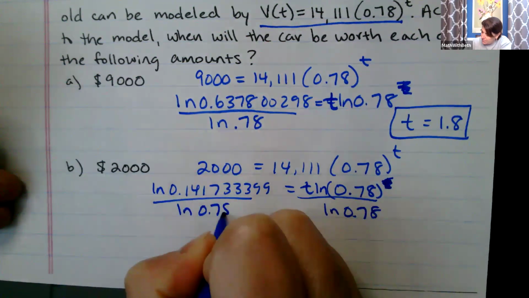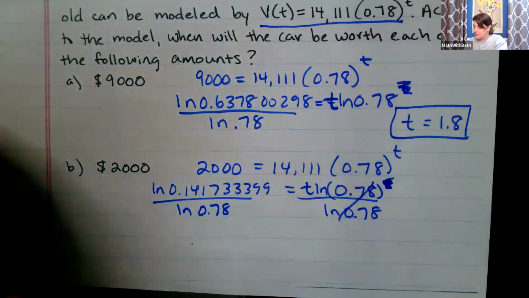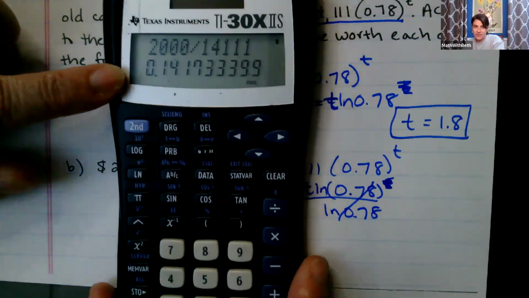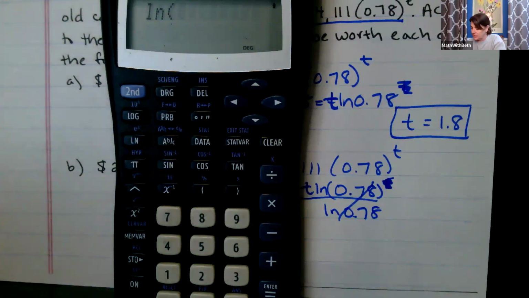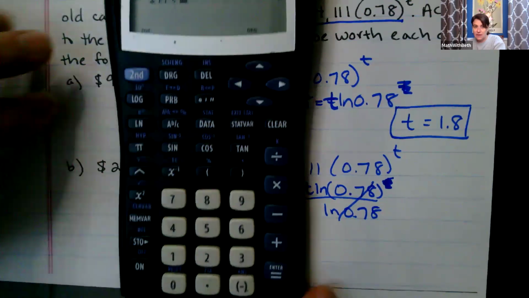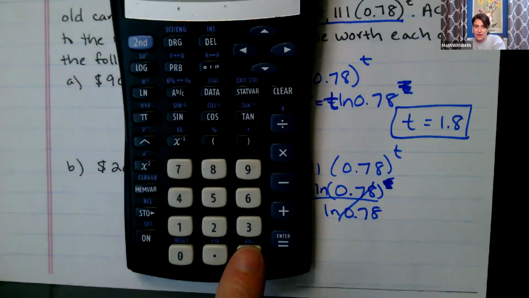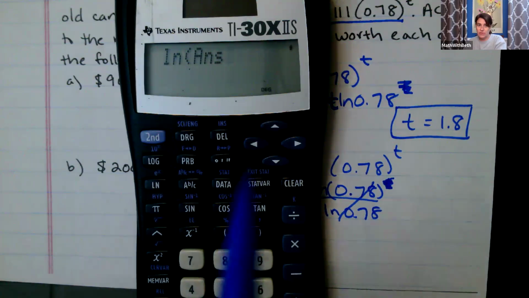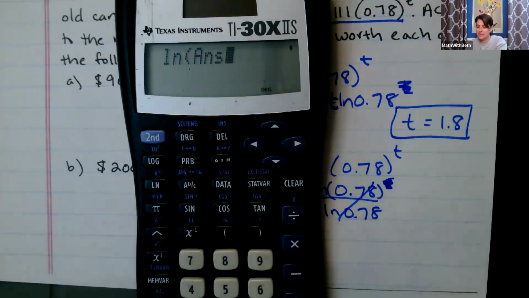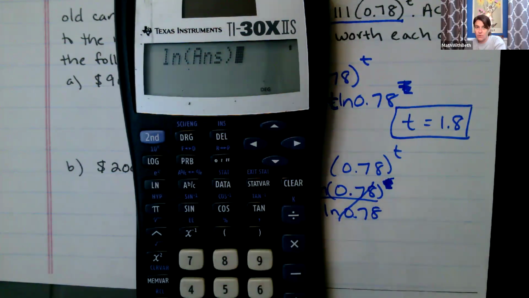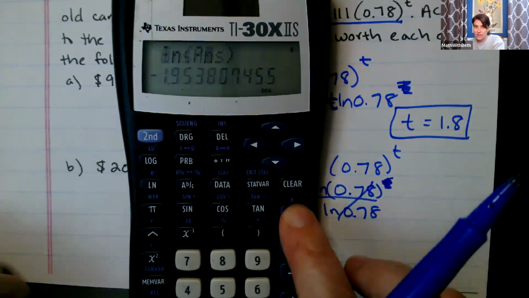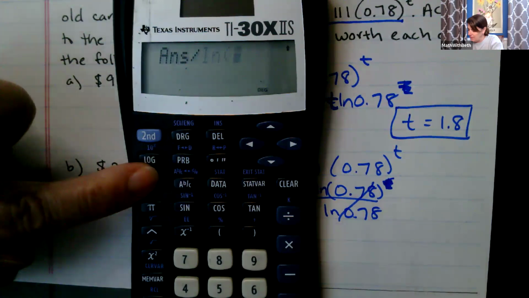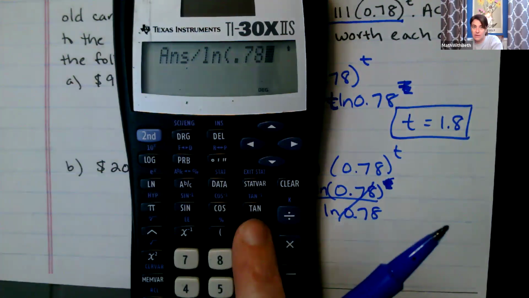Okay, so there's my answer that wasn't so pretty, but I want to do ln of that answer. So instead of typing that all in again, I can just hit second and then this button down here, ANS, because what that does is it brings my last answer in there. So ln of my last answer would give me this, and then I want to divide by ln of that 0.78.